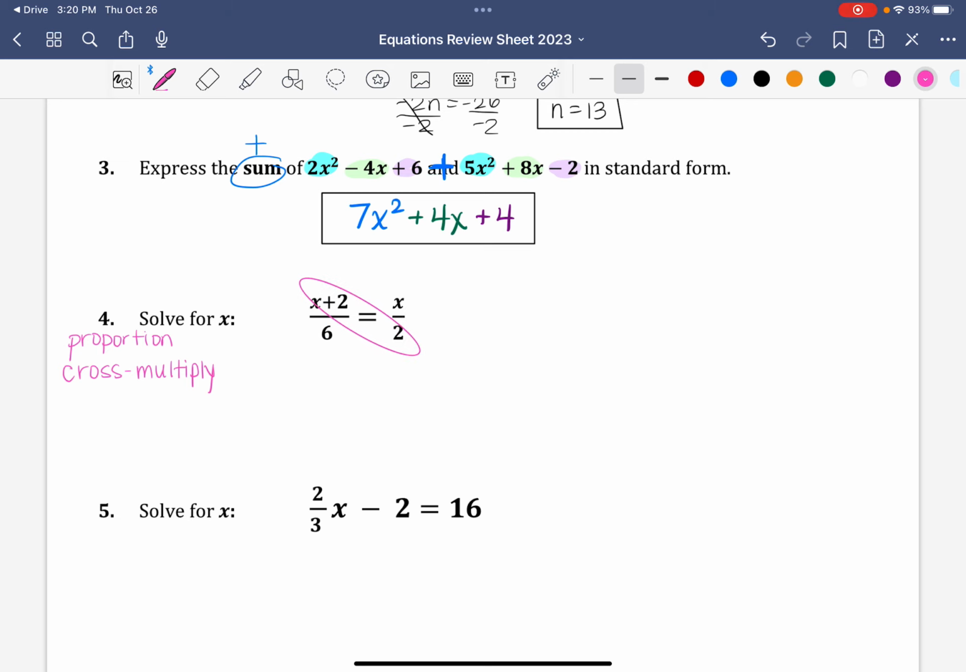So I'm going to multiply the 2 times the x plus 2. And then I'm going to equal that to whatever I get when I multiply the other diagonal. So 6 times the x is going to give me 6x. And now I'm going to solve this equation. So once again, I have parentheses, so I'm going to have to distribute. So 2 times x is 2x, 2 times 2 is 4. And that equals the 6x.